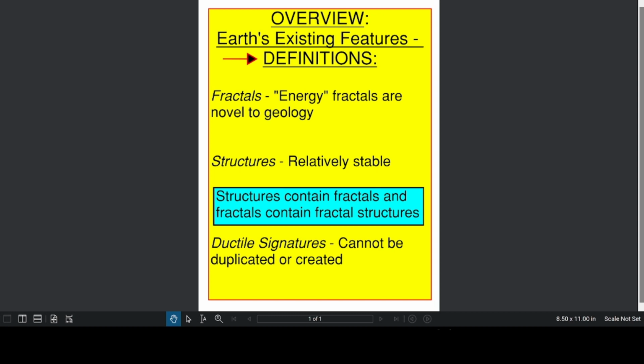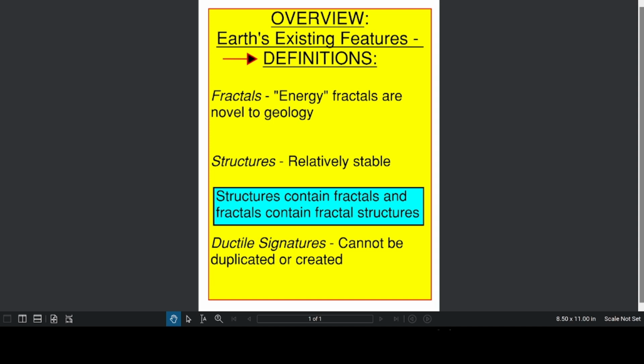Okay, so continuing with the overview, Earth's existing features. I'm going to go over the definitions now. I'm going to skip around a bit because everything's kind of interrelated, as you'll see as I describe. So typically, a fractal in science is something that's seen on many scales. For example, a rock fracture pattern, a jointing pattern. You can see it walking around in the woods on the outcrop scale, on a microscope scale, and on a scale over miles, such as on Google Earth.